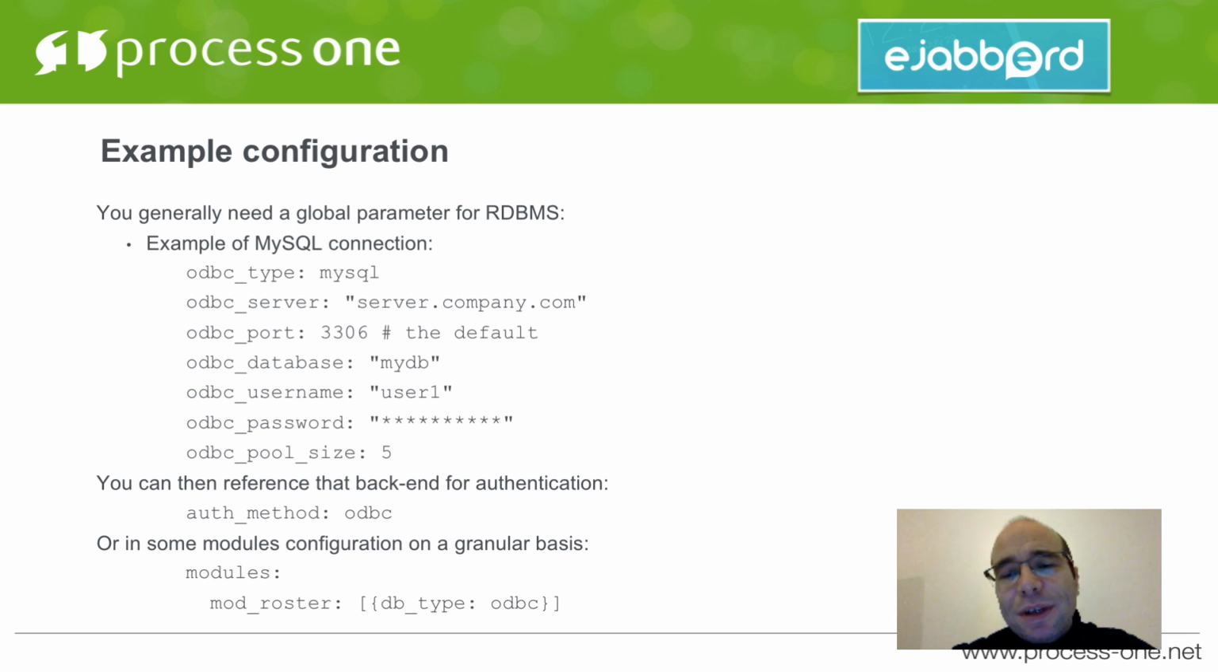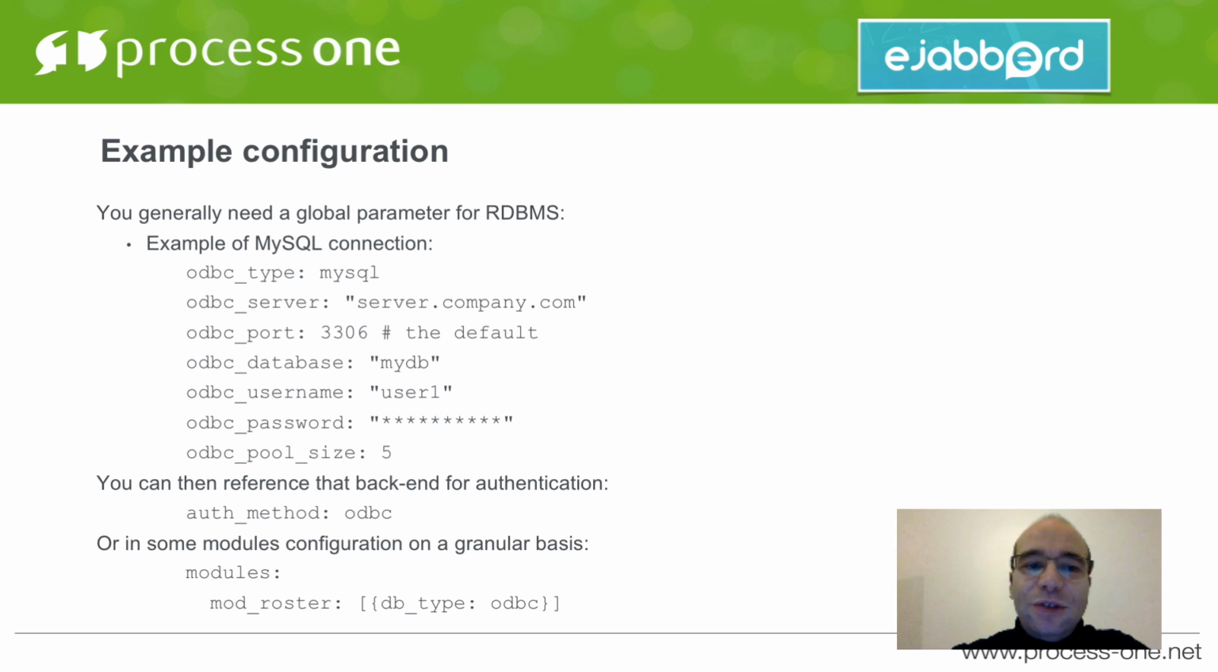The configuration of a backend is often not well understood. So I've tried to illustrate my talk with a few examples of how you configure a backend. Typically, to configure a relational database backend, we still use the wording ODBC, but we will soon introduce aliases to rename that to RDBMS.